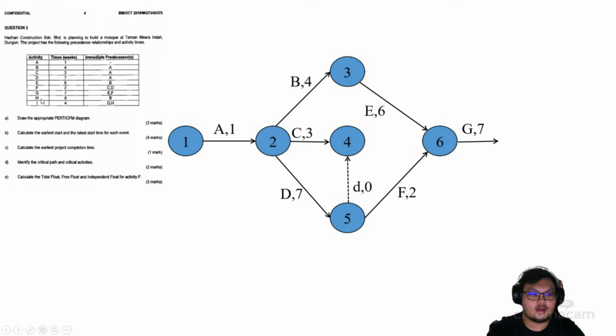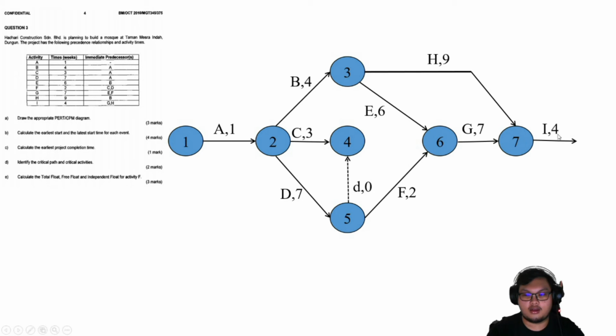G 7, and then H comes from B. This is B. Oh, too far. Draw a long line here and we put the H 9. And then I, the final activity, comes from predecessors G and H. We must draw the line, we must put the event. This is a line and this is the event. We draw here I, and the final event is 8.